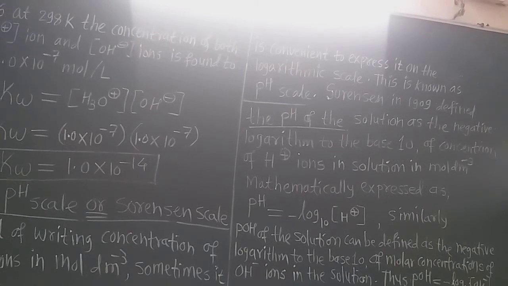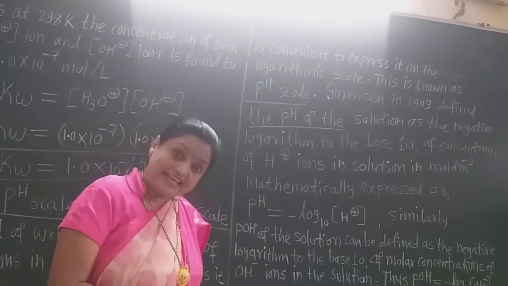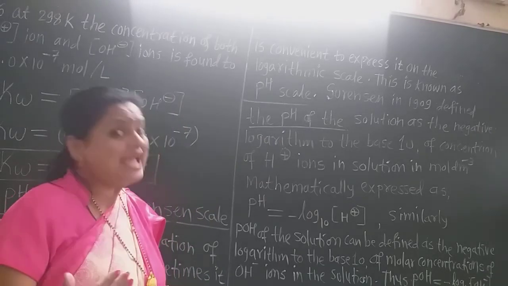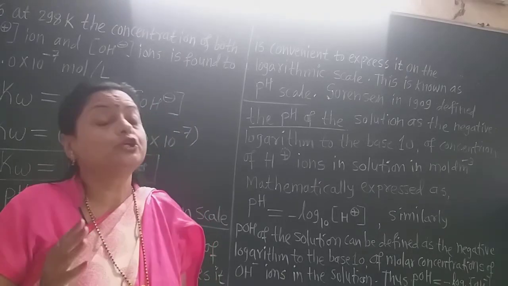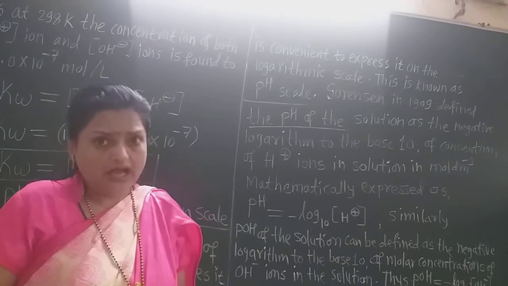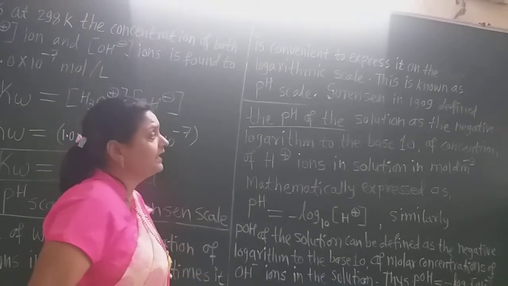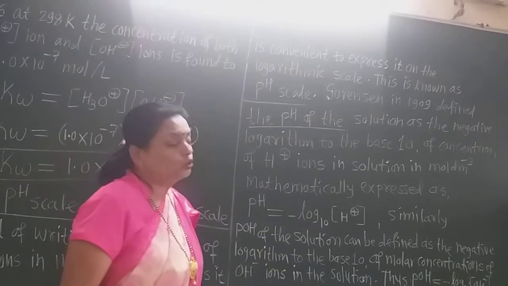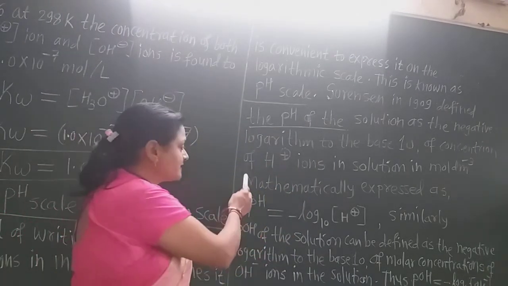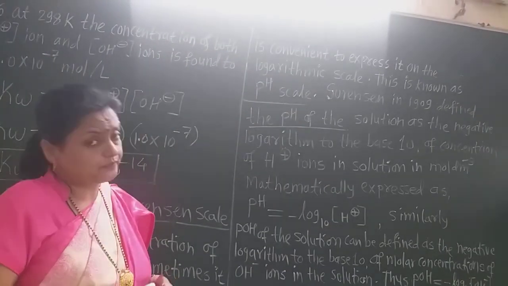Now how did he define the pH? Sorensen in 1909 defined the pH of the solution as the negative logarithm of hydronium ion concentration to the base 10. Hydronium ion, for convenience, we write as the H plus ion. So Sorensen defined pH of the solution as the negative logarithm to the base 10 of concentration of H plus ions in the solution in moles per decimeter cube.